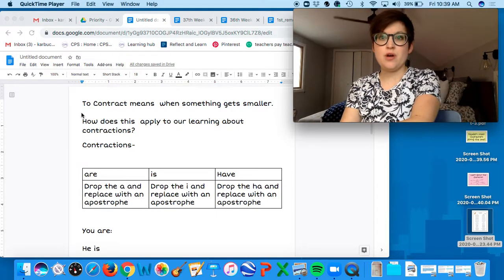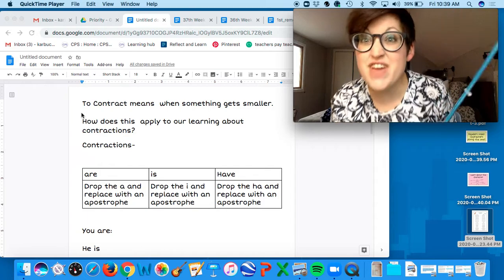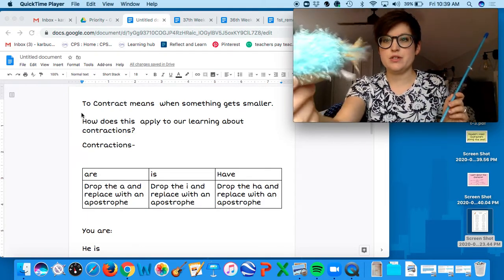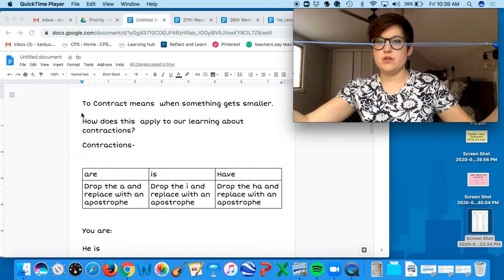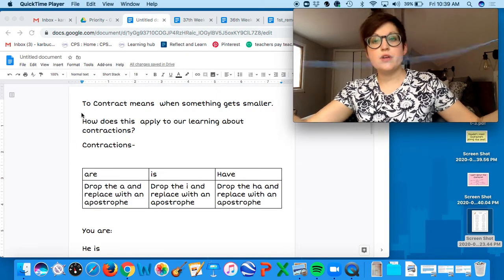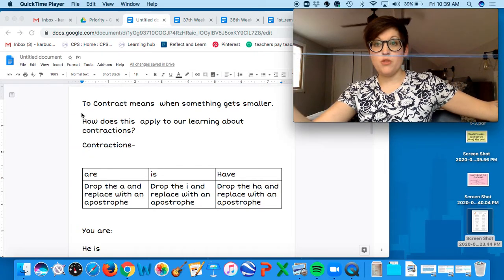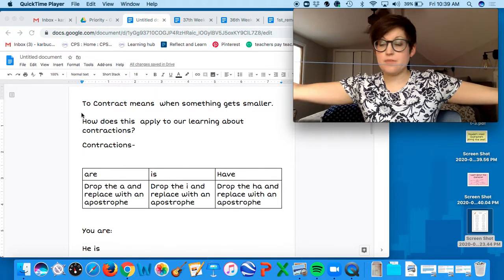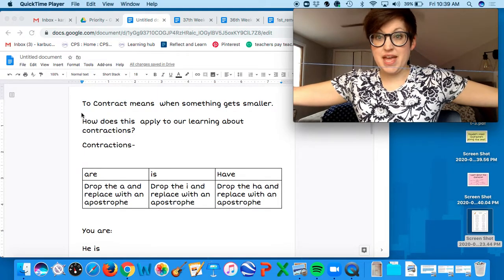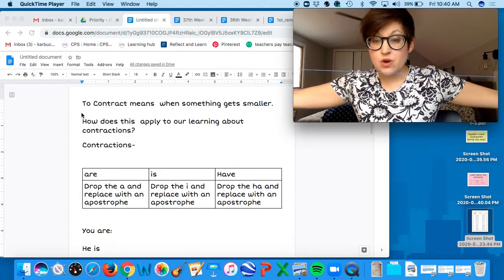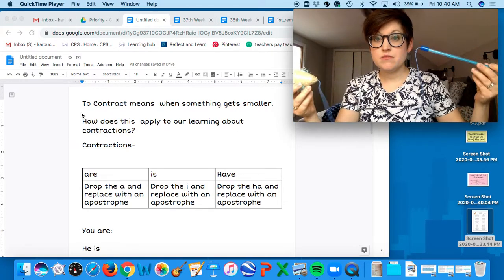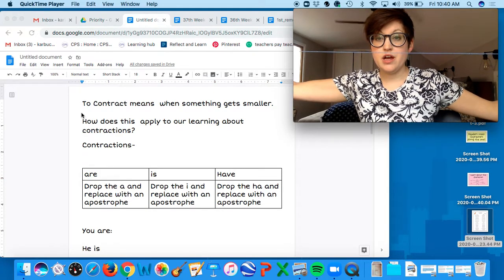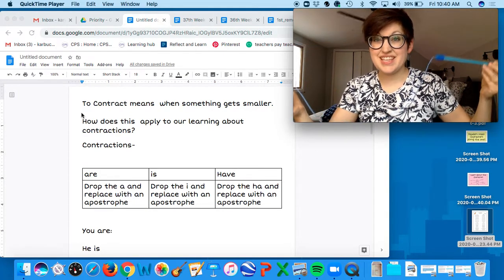So, what I brought along with me is one of Handel's favorite toys. We call it his streamer toy. It's like a weird mouse situation on an elastic string. Okay. So, if I were to pull this, it is expanding, it is getting bigger. But the opposite of expand is to contract, which means that it gets smaller. So expand gets bigger, contract is when it gets smaller.